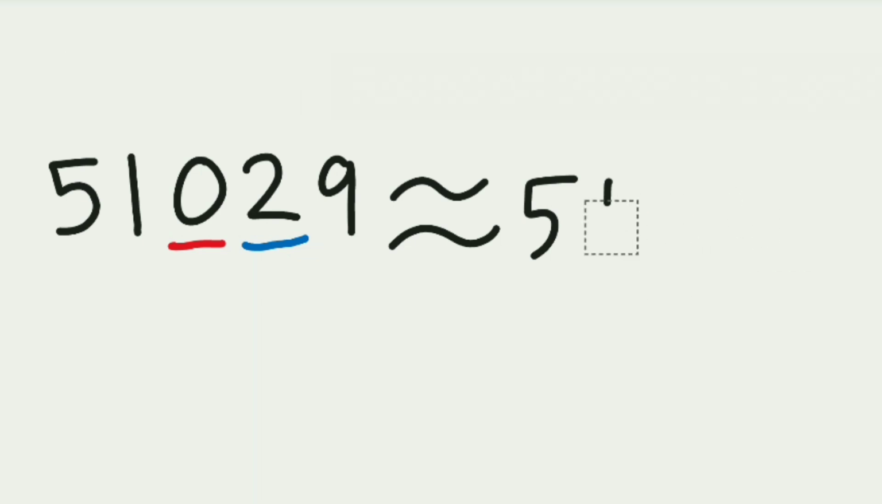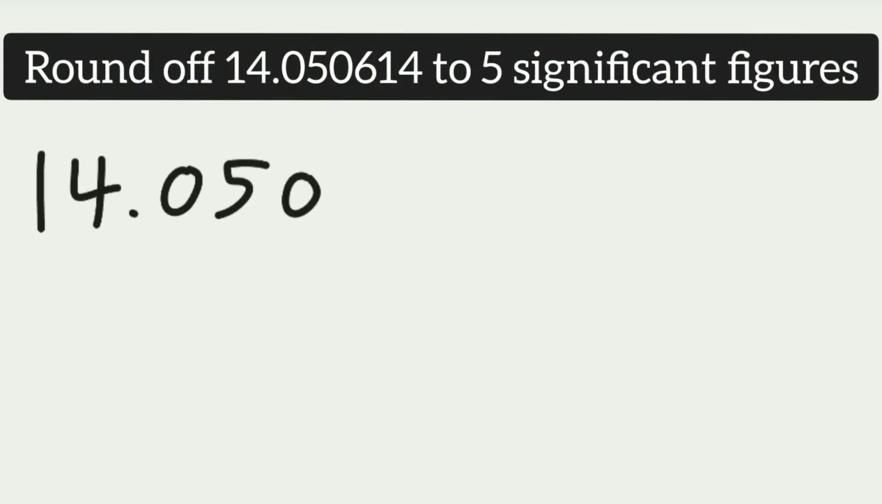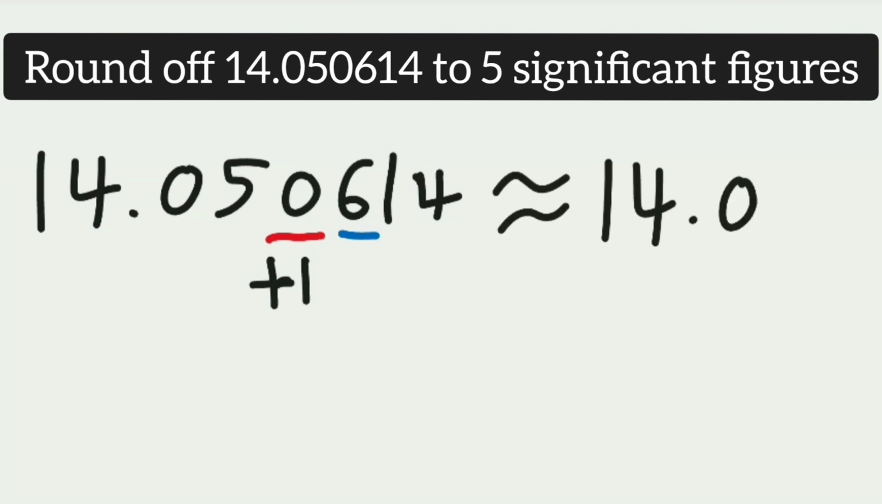For the next example, let's say we want to round off 14.050614 to 5 significant figures. Well, we can see that the fifth significant figure is 0, which means the digit right next to that is 6. This is greater than 5, and therefore we add 1 to the 0. Hence, 14.050614 can be rounded off to 14.051.